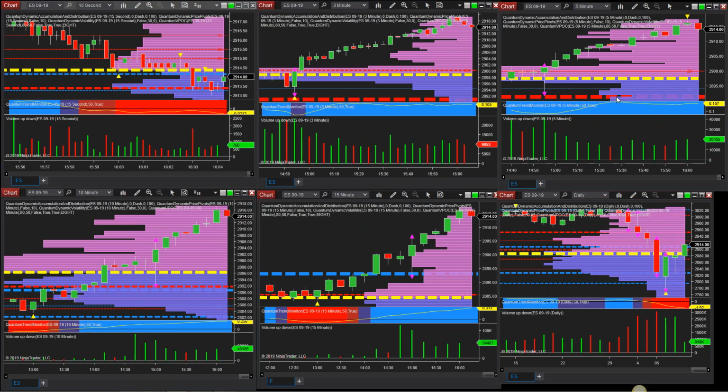And that's the power of using multiple time frames. There really is no other way of doing this. And it's another reason you need multiple charts.